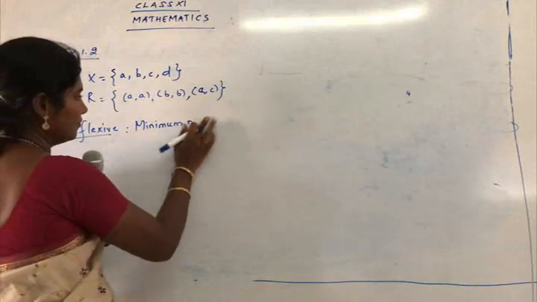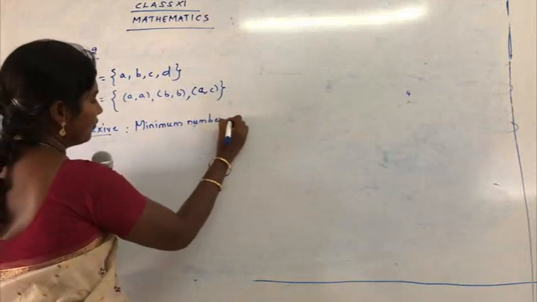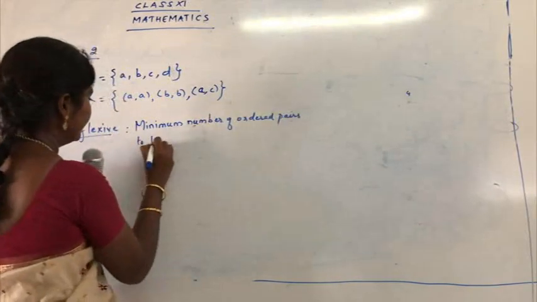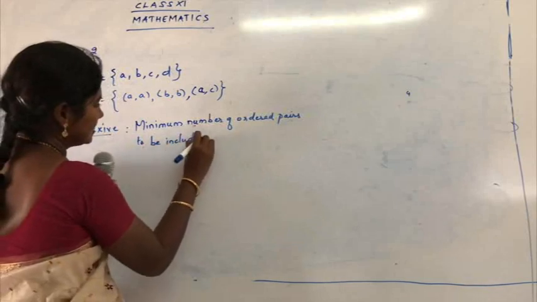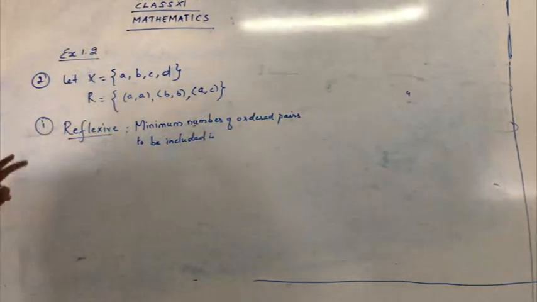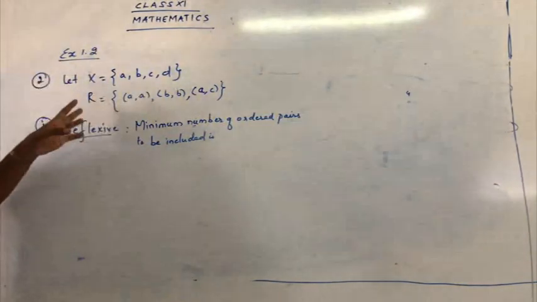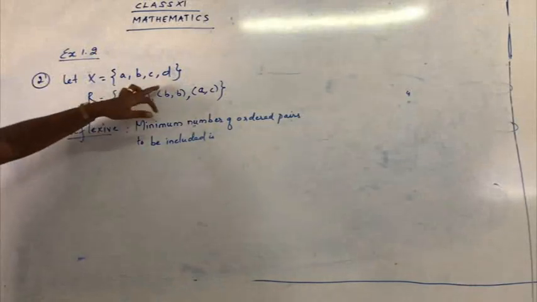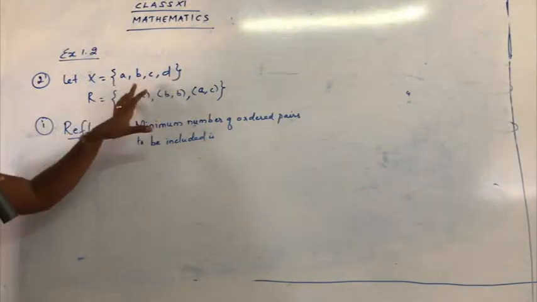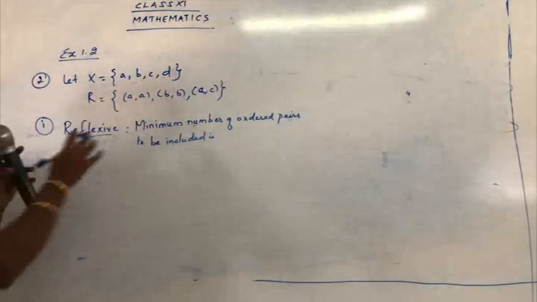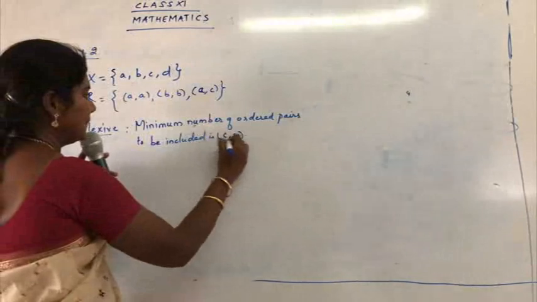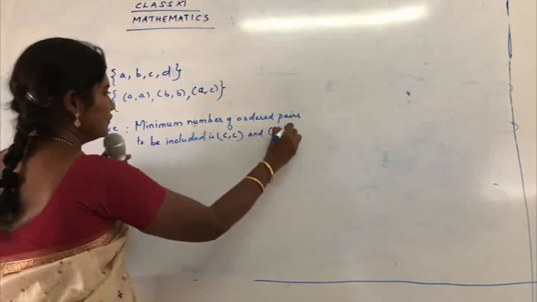I'll write the full form. Minimum number of ordered pairs to be included is, again I just tell you, let us go for the definition once again. For reflexive, one element, A related to A, B related to B, C related to C, D related to D. See here, AA is present, BB is present, but what is missing over here? CC and DD is missing. So the minimum number of ordered pairs to be included is CC and DD. So the first part is done.